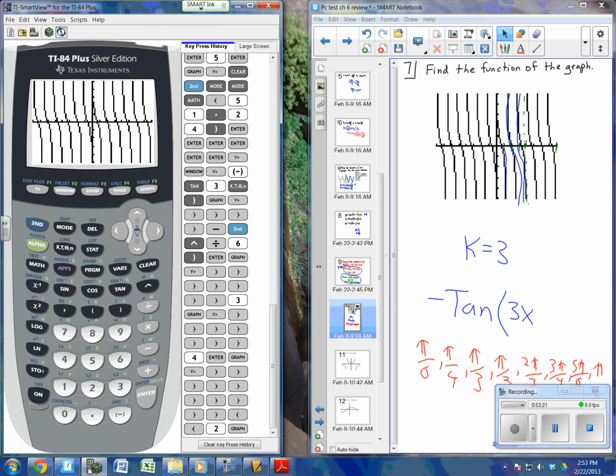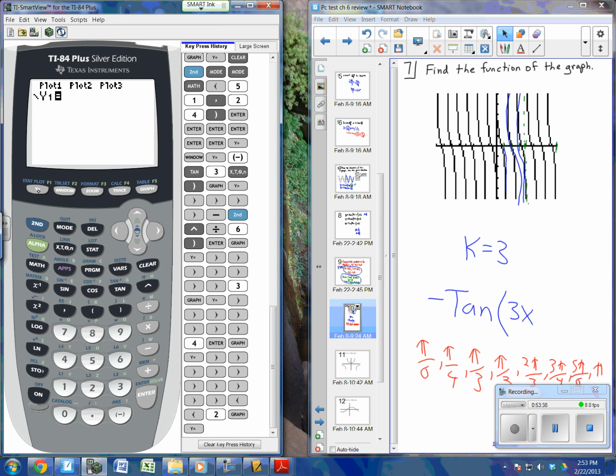It looks like it's crossing the x-axis in all the right places. And that's close enough that if you had that, I would give it to you. It's not crossing the x-axis up there. So that would be it right there. So my answer would be negative tangent of 3x minus pi halves. Okay, so we're just kind of using a guess and check right there.